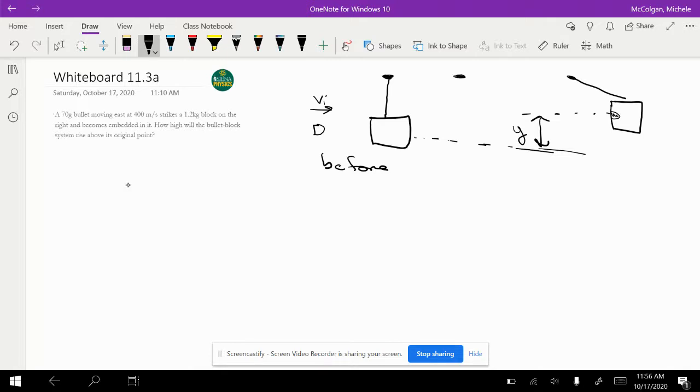So I've got my block, and once it's embedded, then it starts to move. So that's going to have a velocity final here. This is kind of like before and after for momentum. And then this is going to be before and after for energy. And then this is before and after for momentum, spelling momentum with a P.